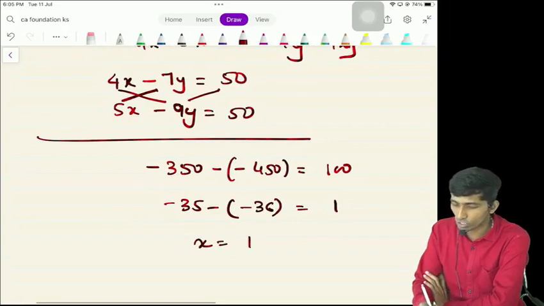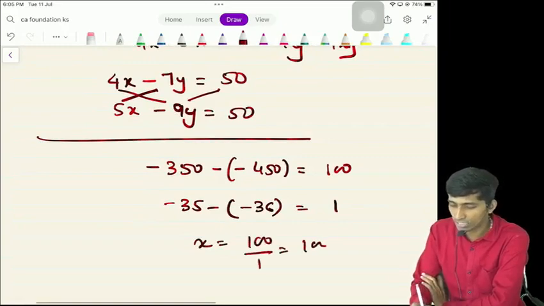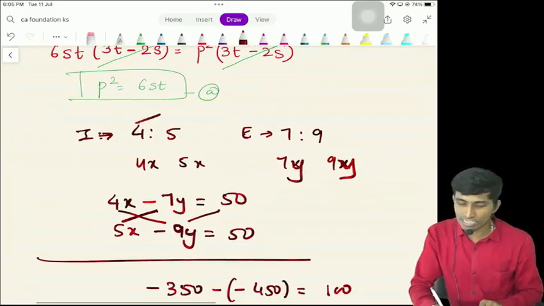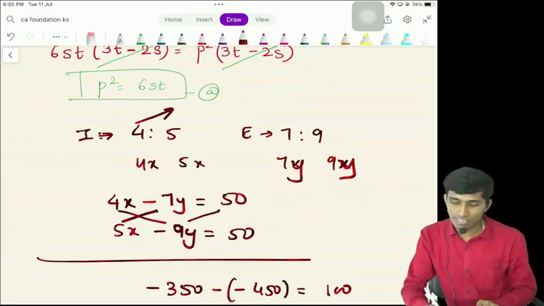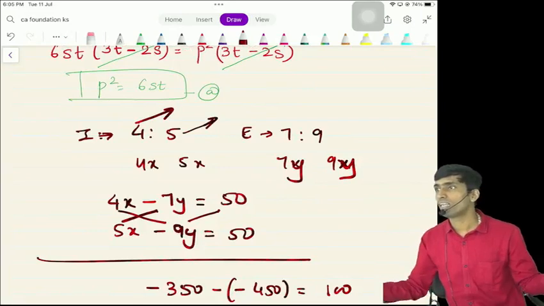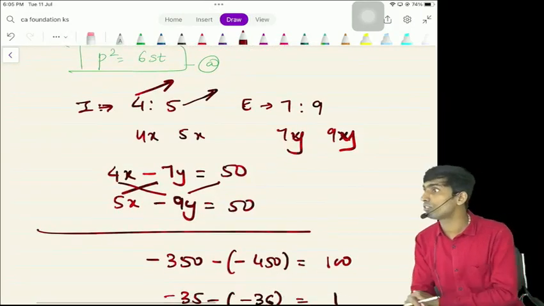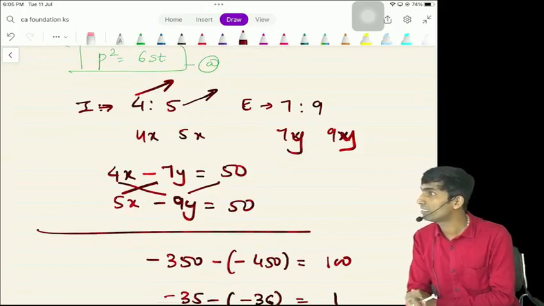Next step is what? X is equal to the ratio of this. 100 by 1 is what? 100. Understood? Once you know this, 4 into 100 is what? 5 into 100 is what? 500. Done na? How much time it will take if you make an equation also. Correct no?